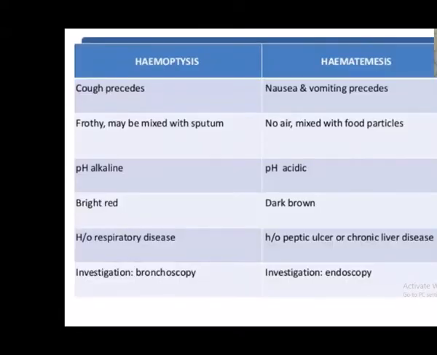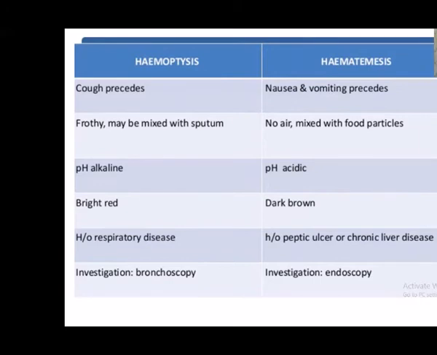Then it's always helpful to differentiate between hemoptysis and hematemesis, because our patients are not always sure. Even if they have coughed the blood out, they will say they have vomited the blood. Anything coming from the mouth is the same to them: vomiting. So it is very important. With hemoptysis, there will be cough preceding it. So you always have to ask how the blood came: was it during the act of coughing or during the act of vomiting? Also, frothy sputum suggests hemoptysis. When it is mixed with food particles, it is hematemesis.